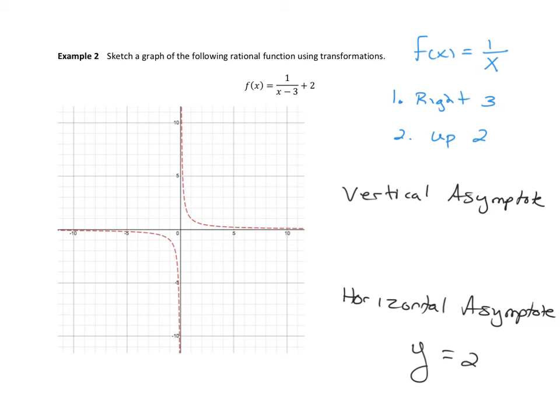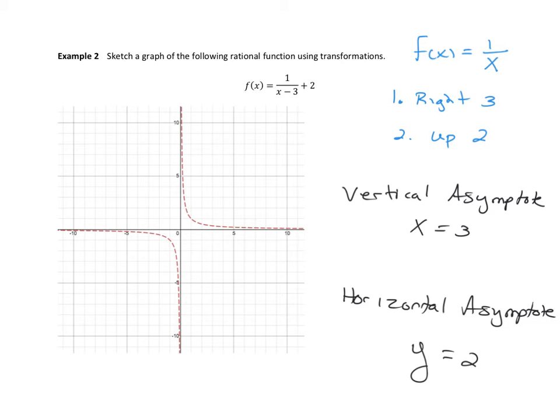Now where's the vertical asymptote? Okay, the vertical asymptote on the original function is at x is equal to 0. If I take this thing and go right 3, I'd go 1, 2, 3. It's now located here at x is equal to 3. And if you move this up 2, well, that'll have no effect on it. And that means that the vertical asymptote is at x is equal to 3.